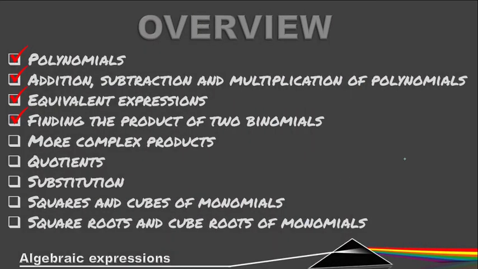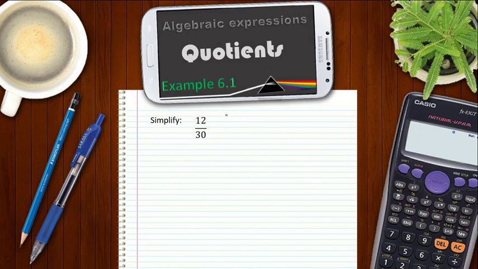Right, so that was the more complex problems. Let's look at a few quotients. Okay, so for example 6.1, now quotients are exactly like fractions. And what we're going to do is now to simplify this fraction. So we know that to simplify this, I want to see what factor can go into 12 and 30. What is the biggest factor that can divide into both of them?